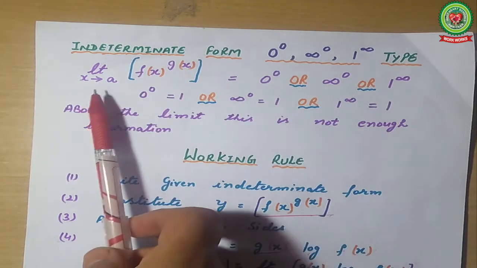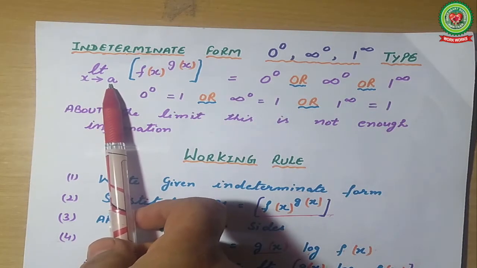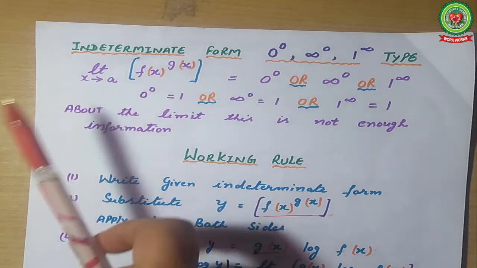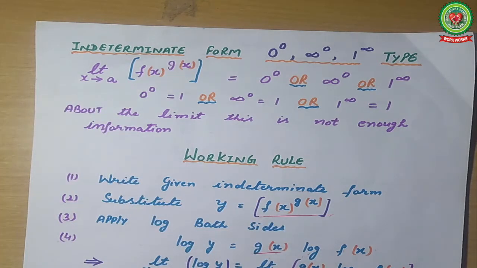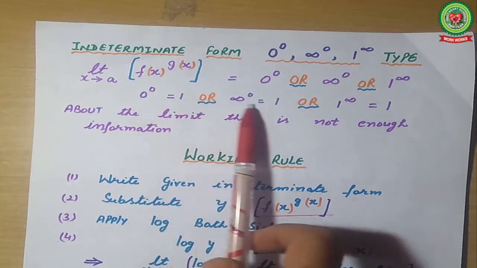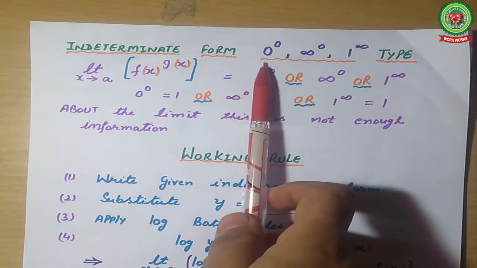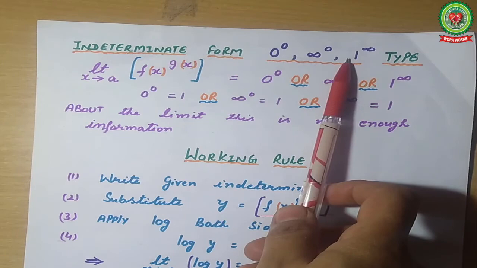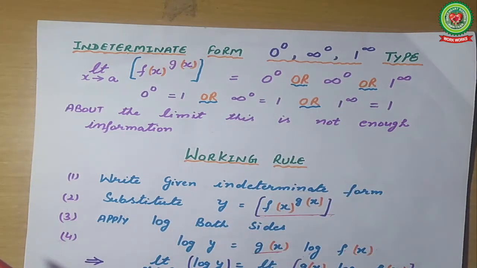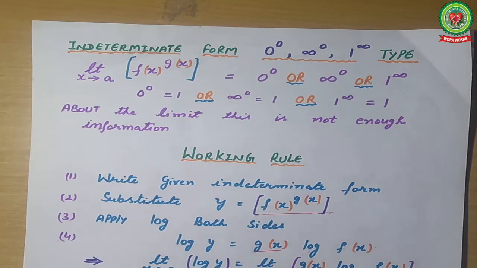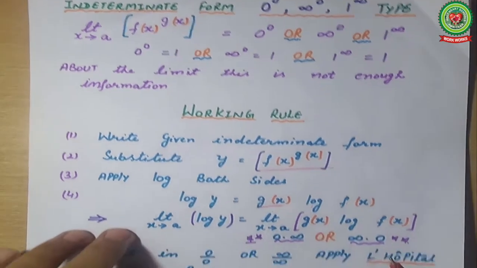But when we are talking about the case of a limit, we do not have enough information related to these identities. That's why we call all of these indeterminate forms. First we will convert it into a determinate form and then we will find the answer. As I have also discussed, they all have the same working rule. So let's discuss the working rule first.